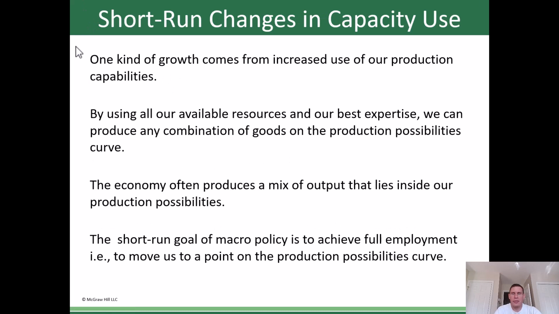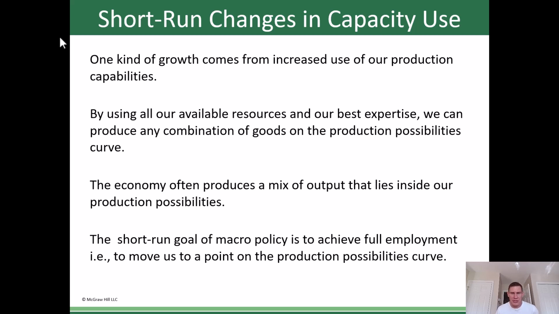One kind of growth comes from increased use of our production capability. Think about all the goods and services that we theoretically could produce. By using all of these resources and the best expertise, we can produce any combination of goods on what we call the PPC, the production possibilities curve. I'll talk a little bit more about that in a few minutes.